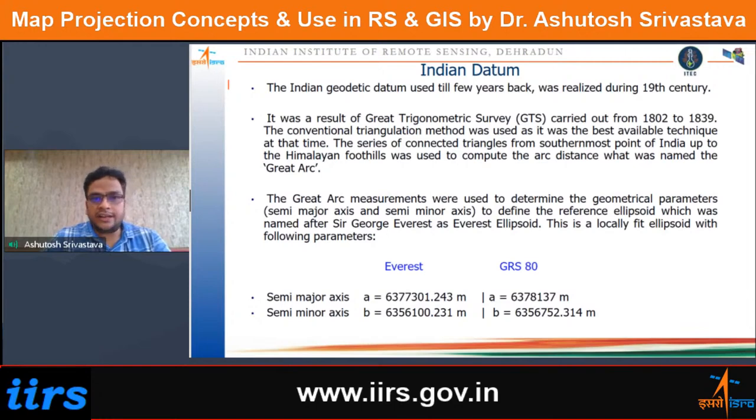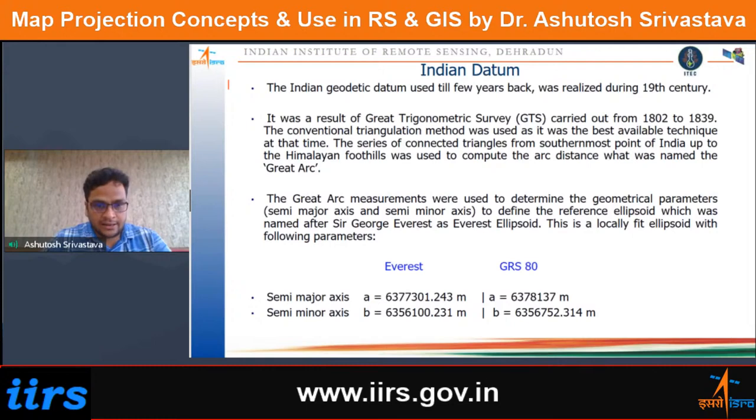The Indian geodetic datum used till a few years back was realized during the 19th century. It was a result of the great trigonometric survey carried out from 1802 to 1839. The conventional triangulation method was used. It was the best available technique at that time. The series of connected triangles from the southernmost point of India up to the Himalayan foothills was used to compute the arc distance, which was named the Great Arc.